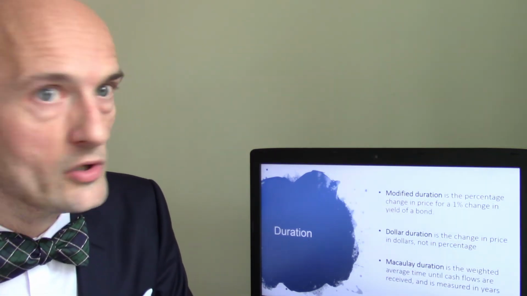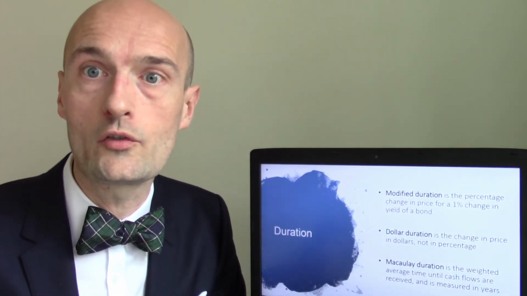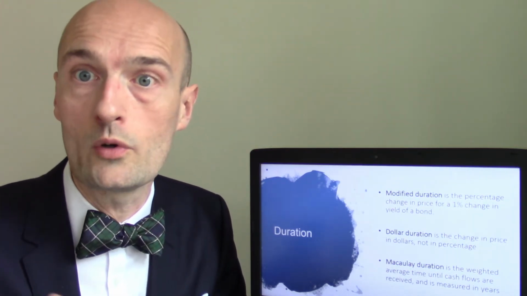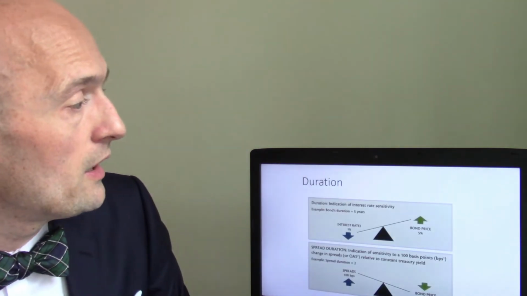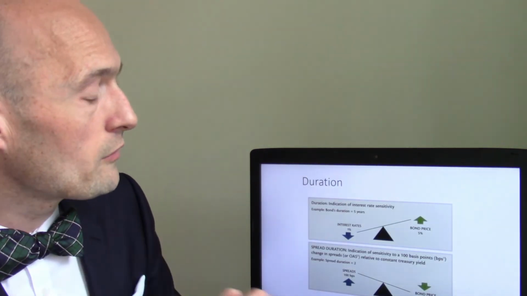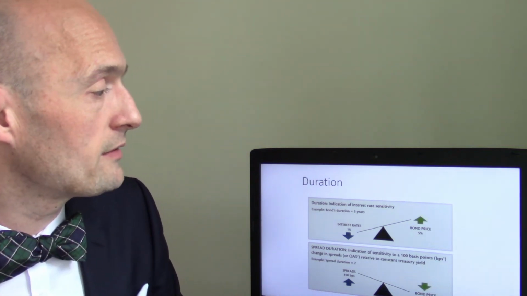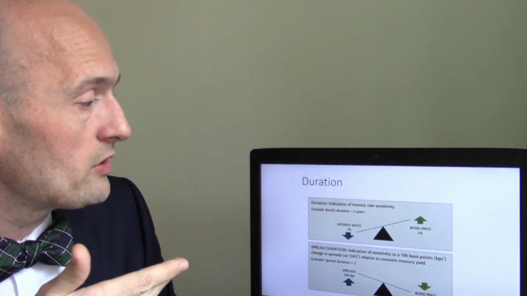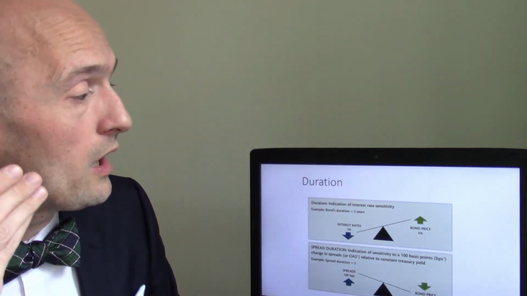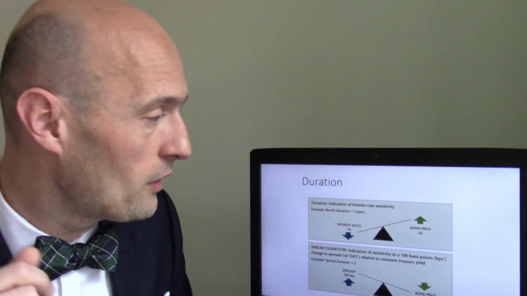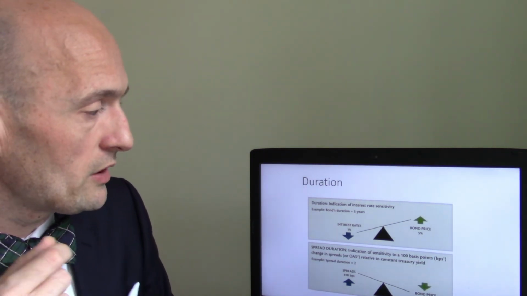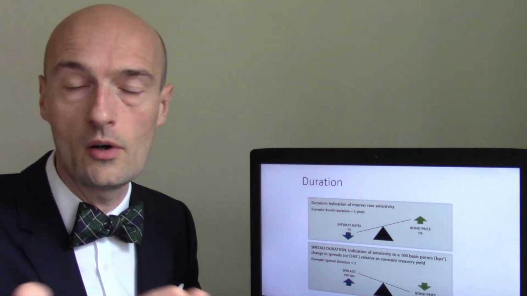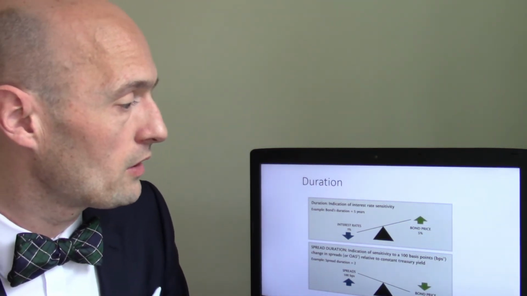So that is duration, and it's quite simply how much a bond is likely to change in price for a 1% interest rate change. So duration is an indication of interest rate sensitivity, and there's also spread duration, which is the indication of sensitivity to a 100 basis points change in spreads or option adjusted spread relative to constant treasury yield. So these are other calculations.